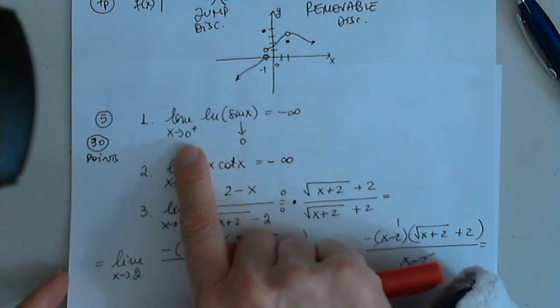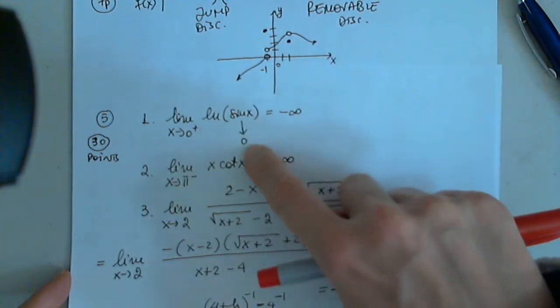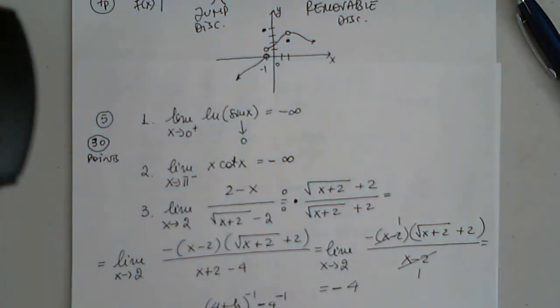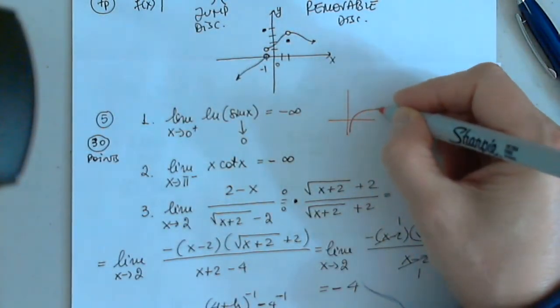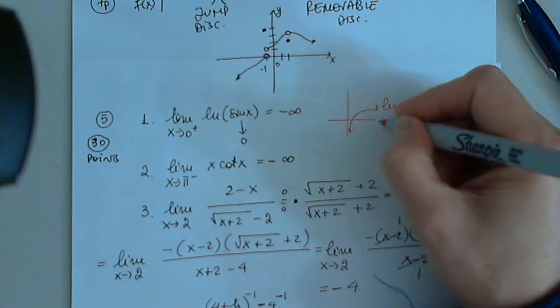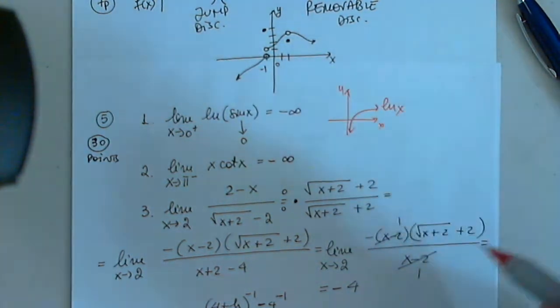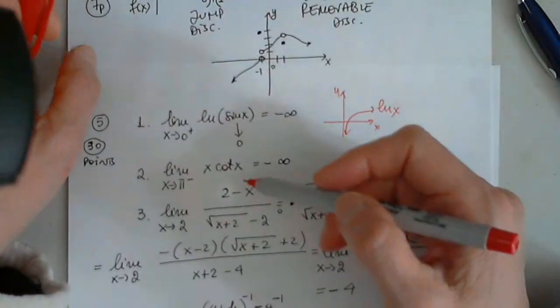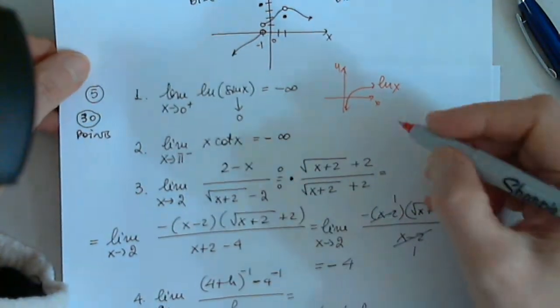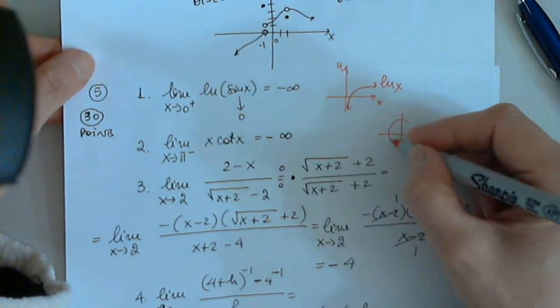The limit from the right-hand side of 0, sine is 0, and natural log from the right-hand side of 0. As we know, here's the graph of natural log again from the right-hand side of 0. So it's -infinity.